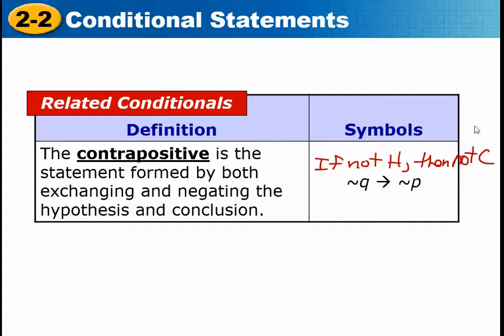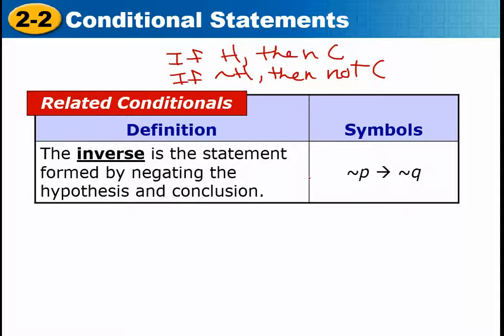Hey, I know what happened. I went, there it is. I wrote that other one in the wrong spot. If not P or not H, the hypothesis, then not conclusion. So H and C stay in the same place. You just put the word not in, or sometimes take the word not out if it's already there. And that's called the inverse.